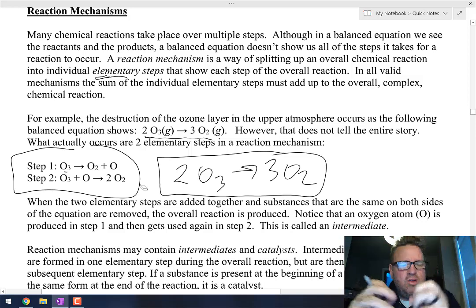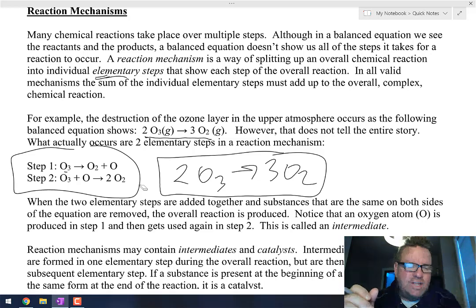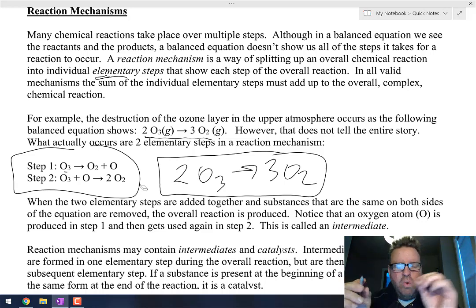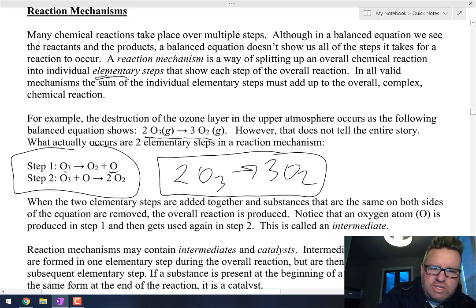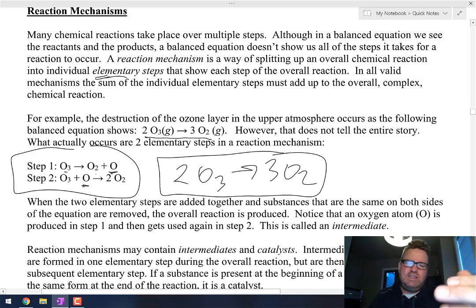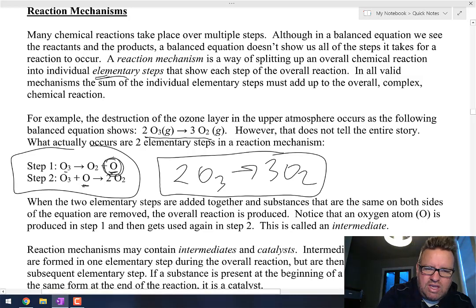The ozone molecule breaks apart into O2 and O, and then that O atom reacts with another ozone molecule and makes oxygen O2. Now, when something is produced in one step and then used again in a later step, and it doesn't have to be the very next step, it could be step 3 or step 4. So let's say the oxygen atom was produced here, but then wasn't used again till step 3 or 4. That's fine. When that happens, that is what's called an intermediate.